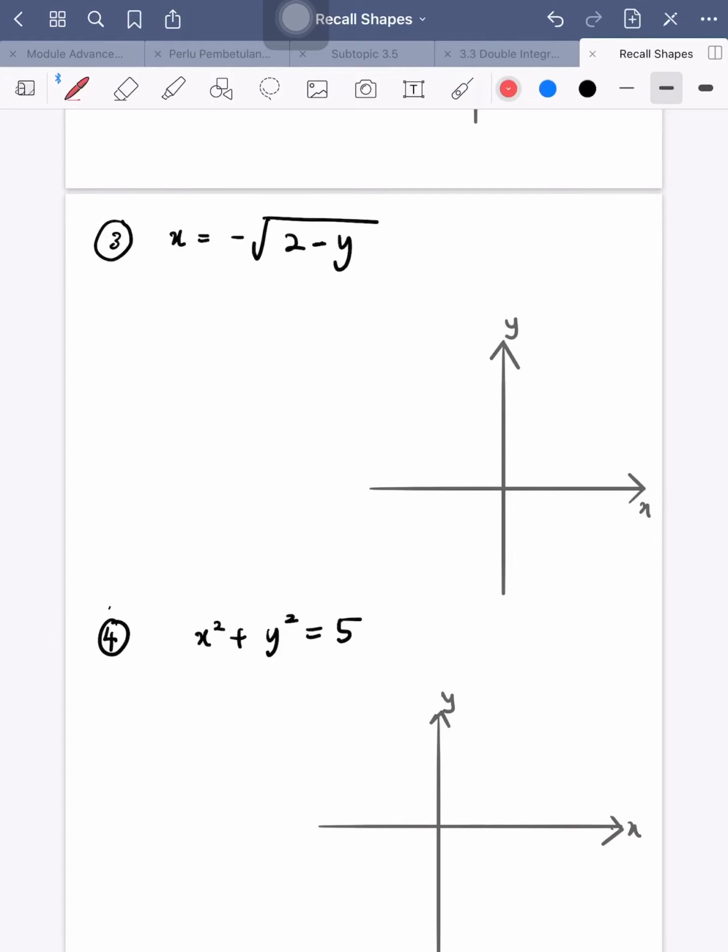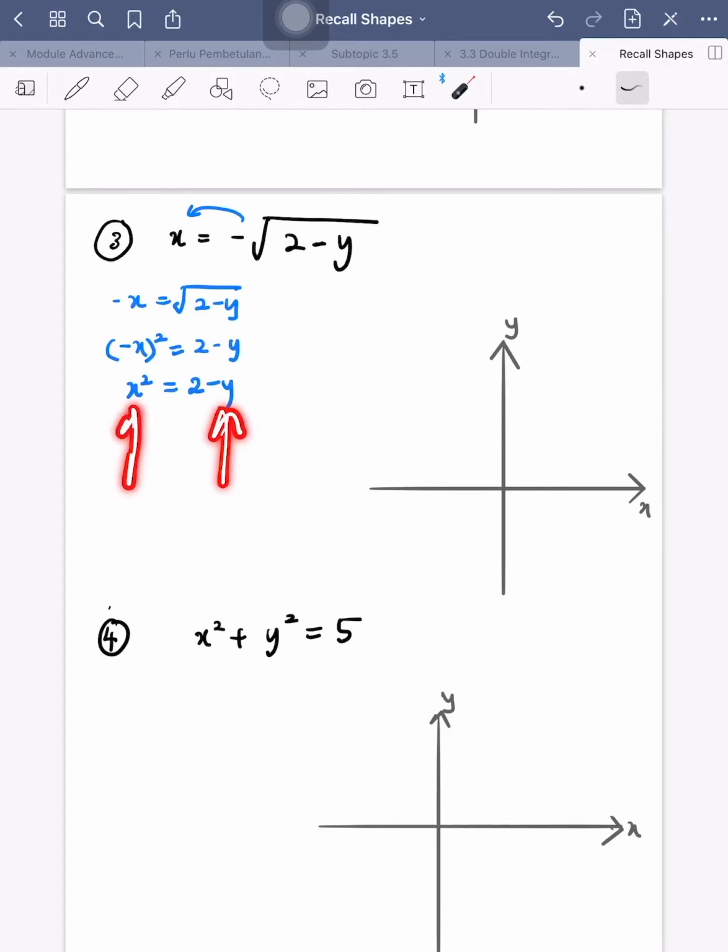Okay, next again for the square root. I use the same method here. So I rearrange first. Negative x equals square root of 2 minus y. So the negative I bring to the other side, and the square root I bring to the other side. Negative x squared equals 2 minus y. So the negative power of 2 becomes positive: x squared equals 2 minus y. So you see, this is power of 1, this is power of 2. Obviously, this is a parabola. Some of you might rearrange this equation, or you can just leave the equation like this. If you rearrange, we get y equals 2 minus x squared, or y equals negative x squared plus 2.